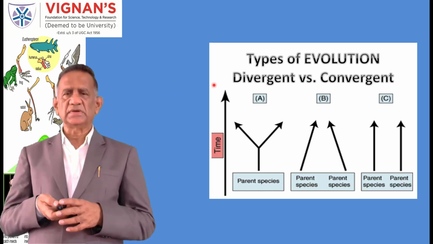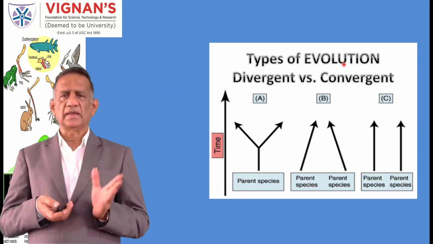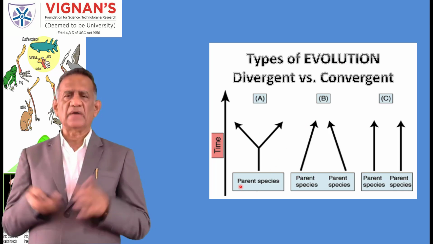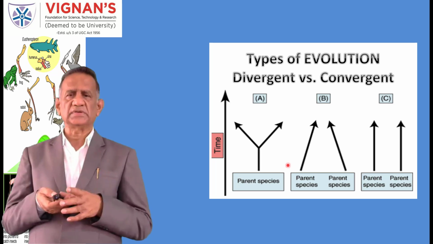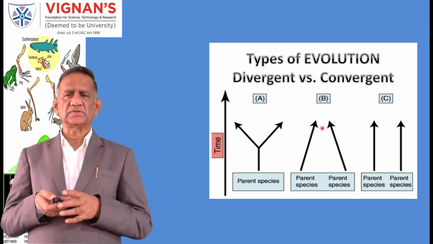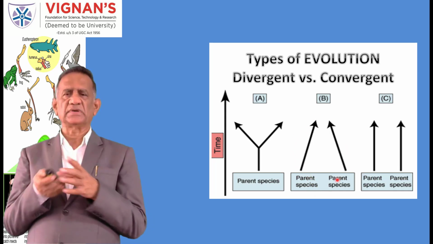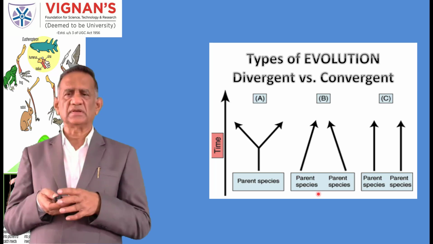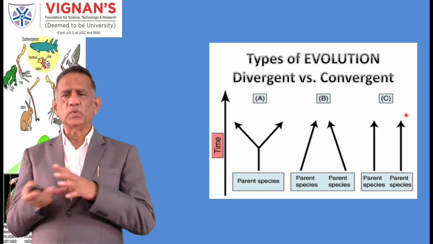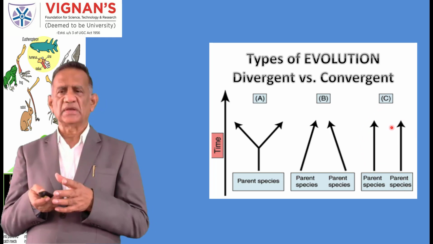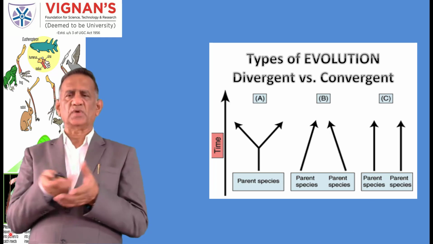Now see the diagram. This is also shown in our video. The first one is the parent species diverging into two different species with different features. That is the divergent evolution. The second one is two separate parent species, again giving species with characters which are converging. And the third one is two separate parent species evolving and again giving offspring with the same characters. So that's what we are going to emphasize.